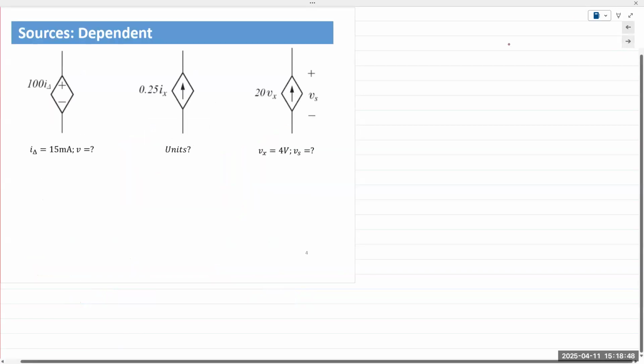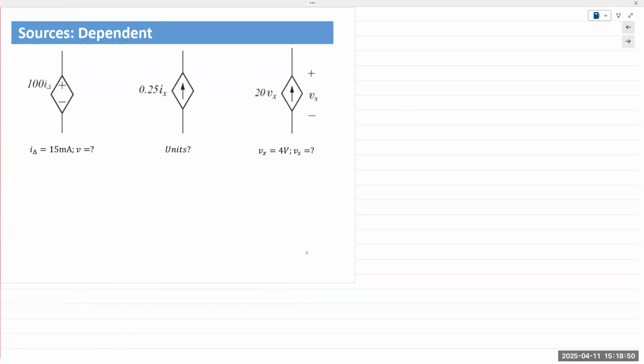All right. Dependent sources. Just three examples. So the dependent sources, first, we want to identify what kind of source it is. So first one, what do you see inside the diamond? Arrow, plus and a minus. So plus and a minus indicates it's a voltage source. So it's a dependent voltage source.